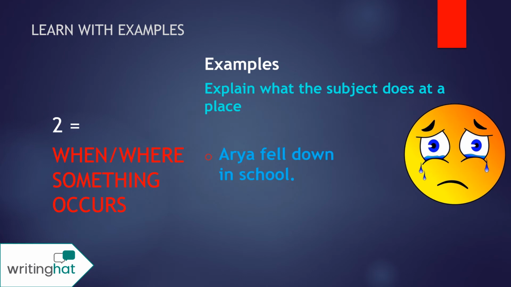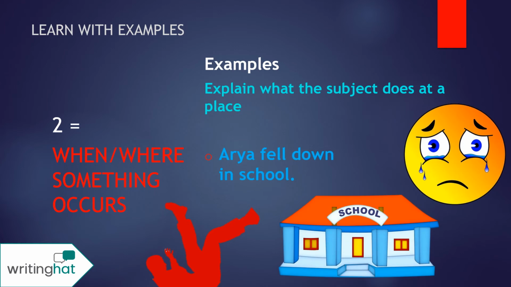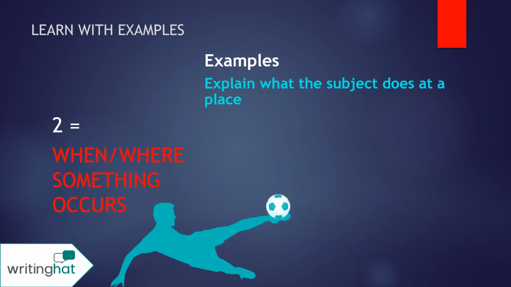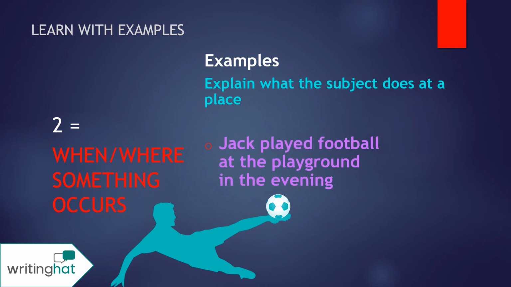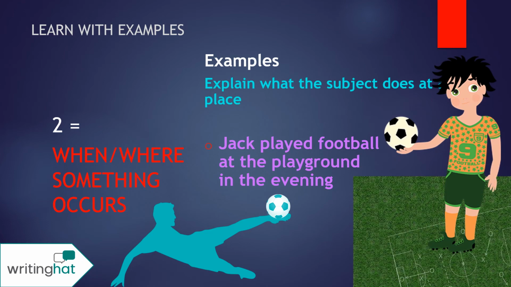Arya fell down in school. Here too, we're talking about Arya, the subject, falling down, which is the verb or the action, and in school, which is the where. Jack played football at the playground in the evening. In this example, we're speaking about Jack, who is the subject. Playing, which is the verb, the phrase playground in the evening explains the when and where something happens.